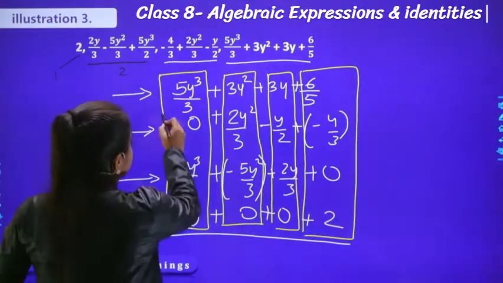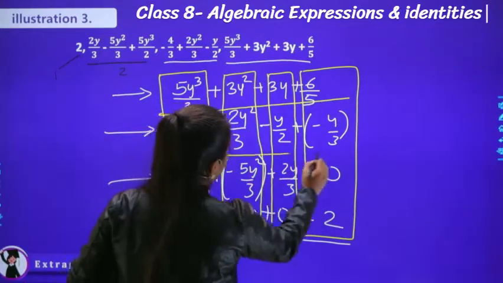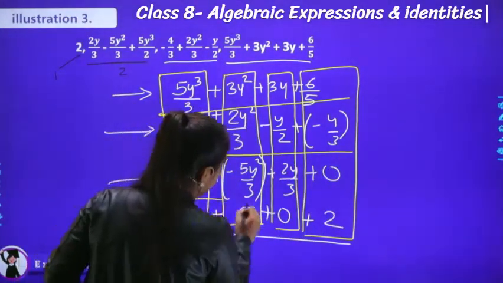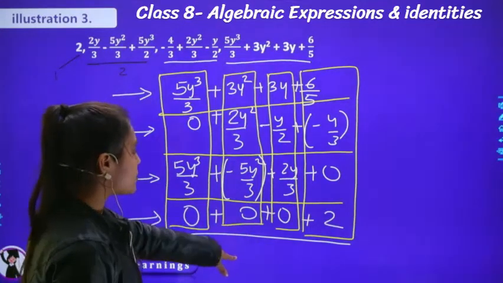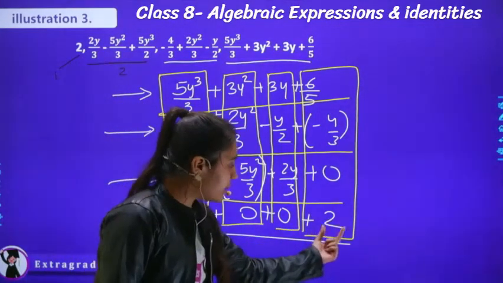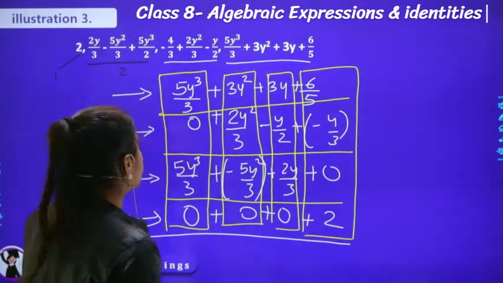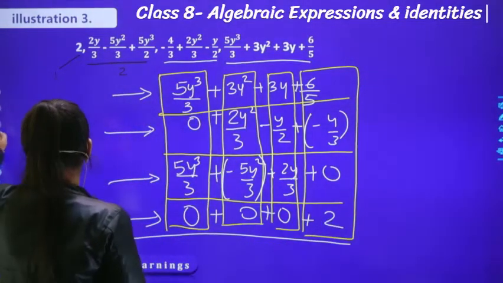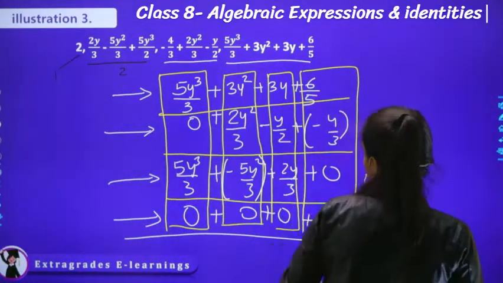This is the first row which contains the first expression. Second row contains the second expression, third row contains the third expression, and at last the fourth row contains the fourth expression, but this contains only one term which is the constant term. We will take it as 2. Now we are going to add it. First of all, I will add the constant column.